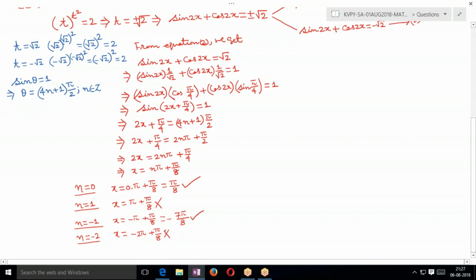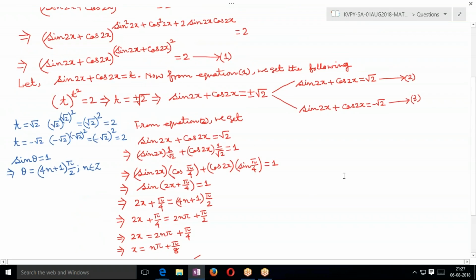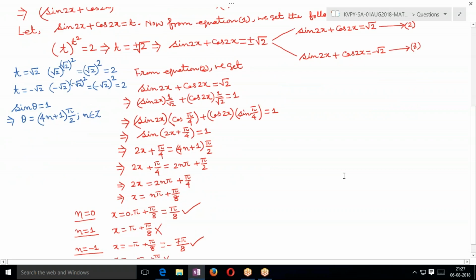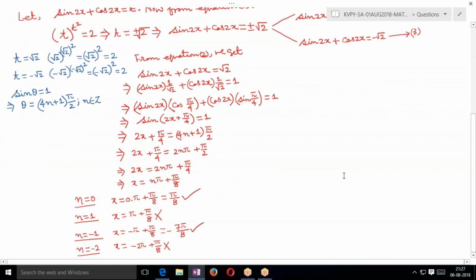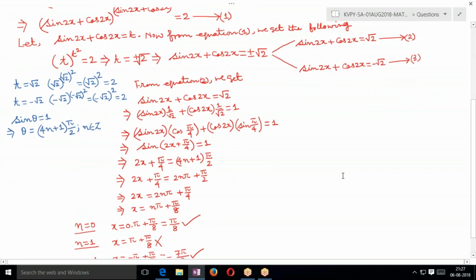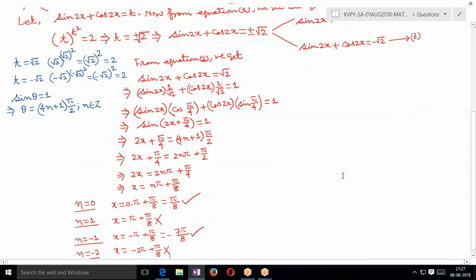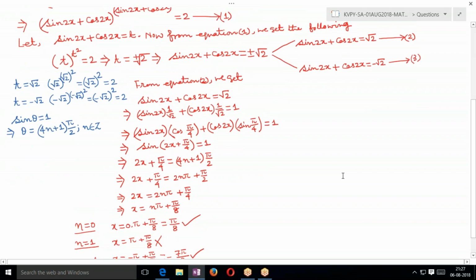So what we see for sine, yes, Bharat, you are correct. So for sine 2x plus cos 2x equal to root 2, we get two solutions in the closed interval minus pi to plus pi. Now let's see from equation 3 what we get. So let me derive that one, because this explanation will help you to solve the other problems also.